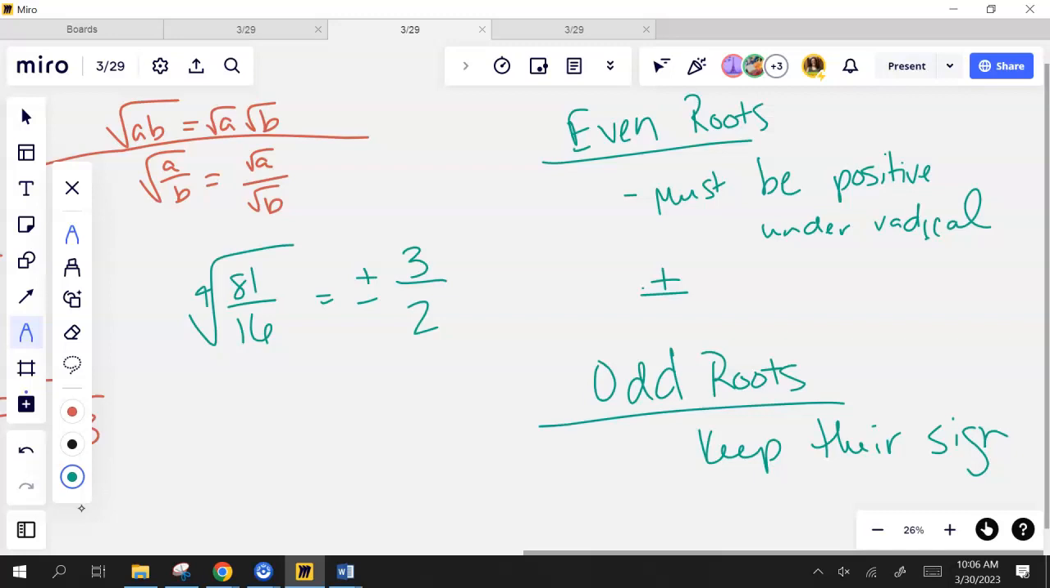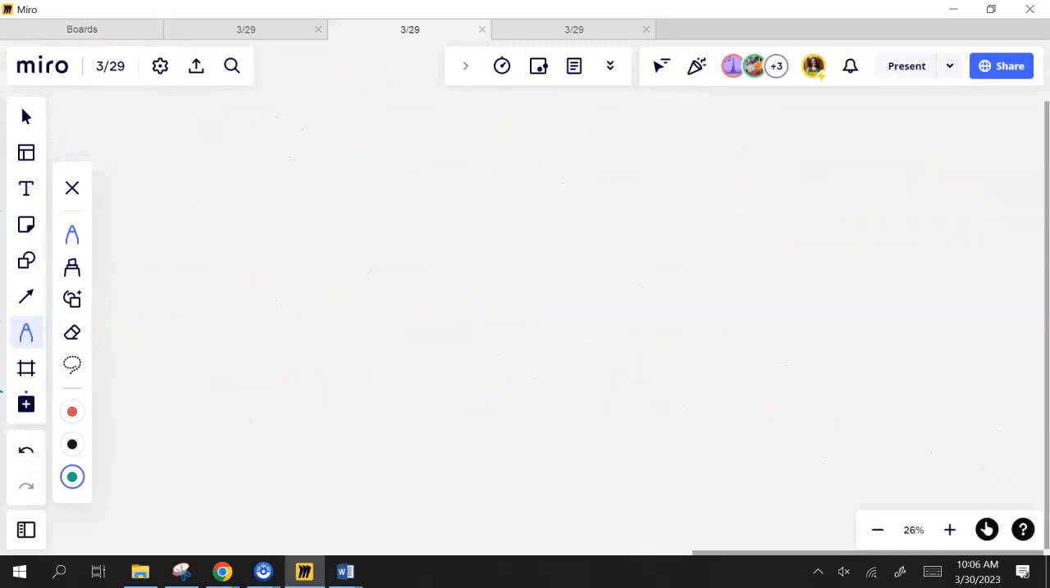Let's see. Let's go back a bit. What can you do there? You can probably pull something out. It's not a perfect square, right? But I start looking for perfect squares that I can take out of that. Anybody got any ideas?